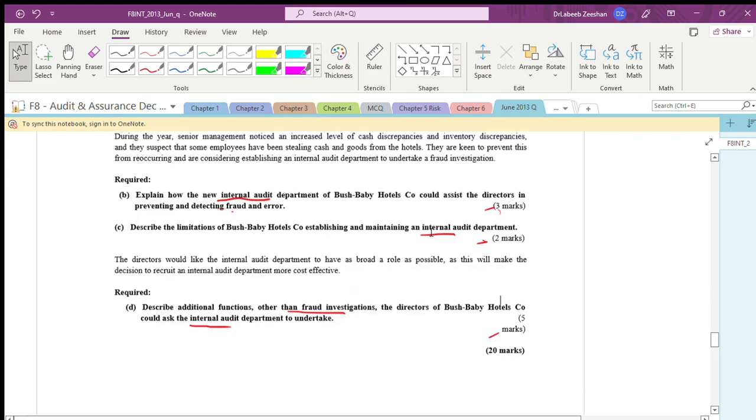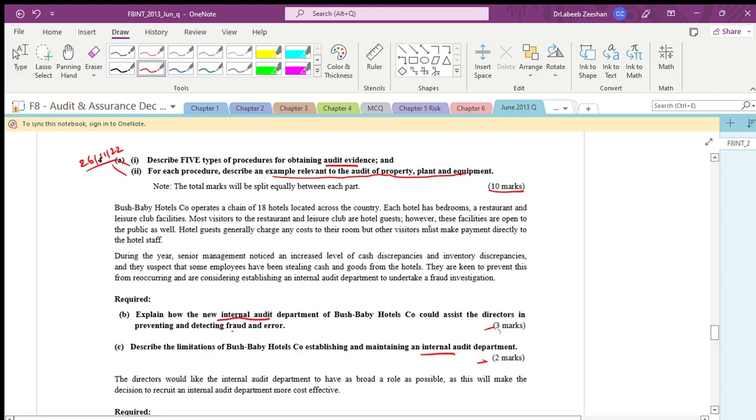Fine. Bush Baby Hotels company operates 11 hotels located across the country. Each hotel has bedrooms, restaurants, and so on. Most visitors in the restaurants and leisure clubs are hotel guests. However, these facilities are open to the public as well. Hotel guests generally charge any cost to their room, but other visitors must make payment directly to the hotel staff.